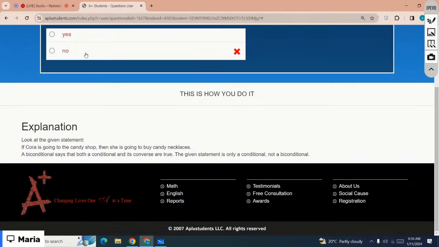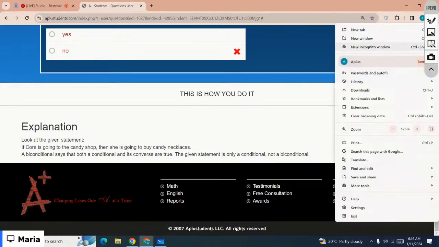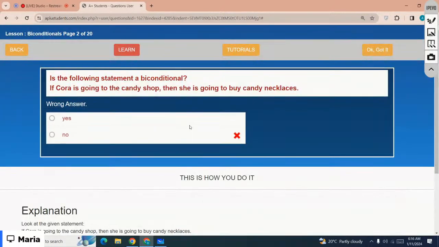So yes, I answered no. The given statement is only a conditional. So yeah, I also answered no. That is not a biconditional.